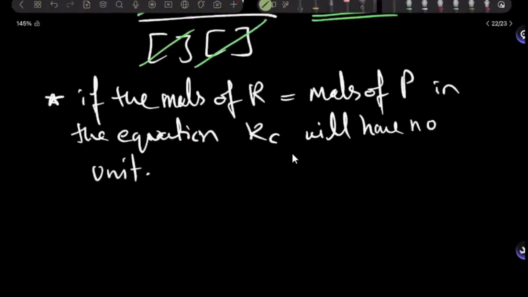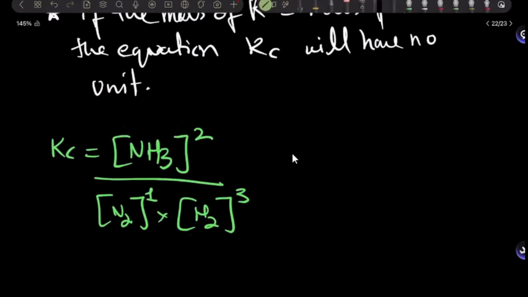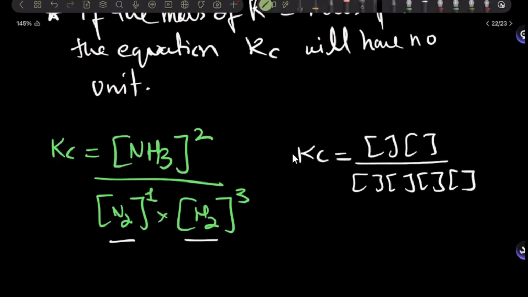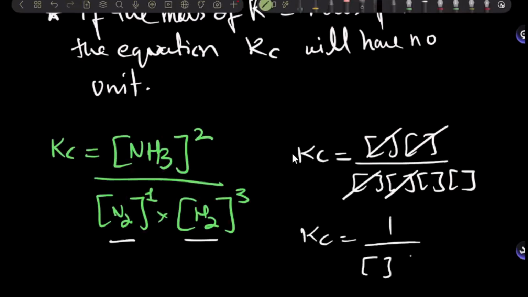If I do it for this example, then the units of Kc must be what? You have 2 square brackets on the top, and you have how many? 4 on the bottom side. So 1 and 3, three are these. So now what happens? These 2 cancel out the 2 at the bottom, and you're left with Kc is equal to 1 over mole per dm cube into mole per dm cube.